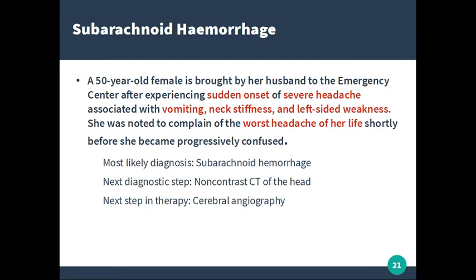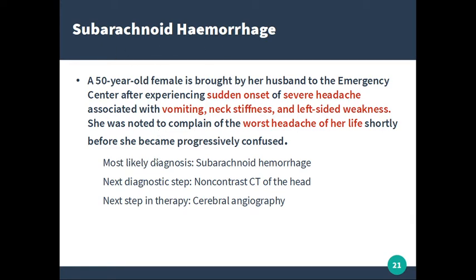So in this case, the symptoms are pointing towards a specific type of cerebral lesion. With these specific symptoms of sudden onset, severe headache, vomiting, neck stiffness, and having the worst headache of your life, they all point towards a subarachnoid hemorrhage.